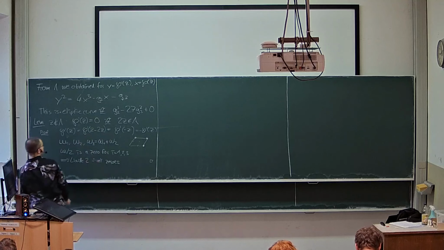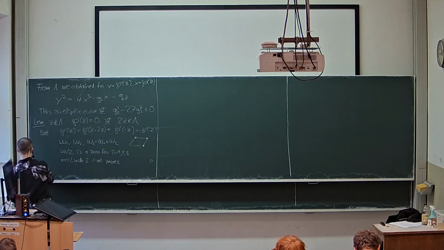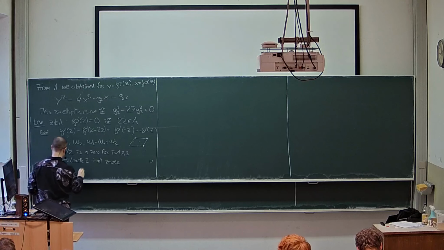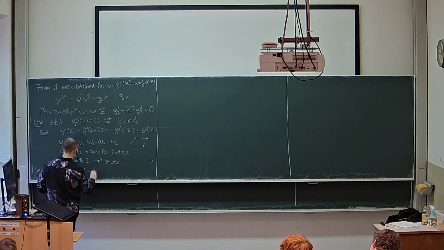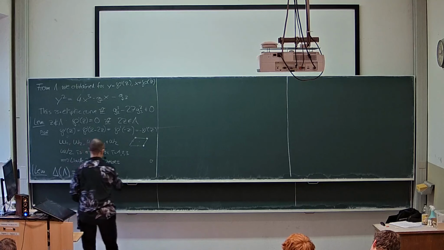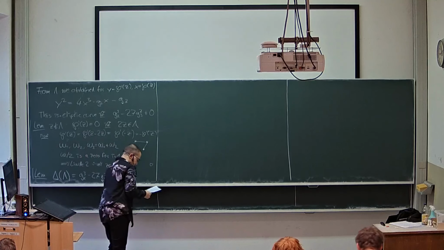Okay, this for the lemma. And we are now going to use this lemma to prove another lemma, which is that the discriminant of the elliptic curve defined above is always non-zero. Okay.